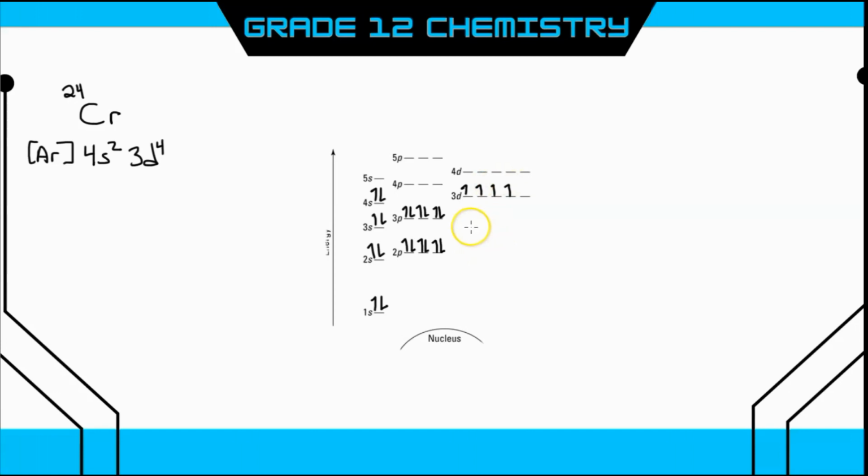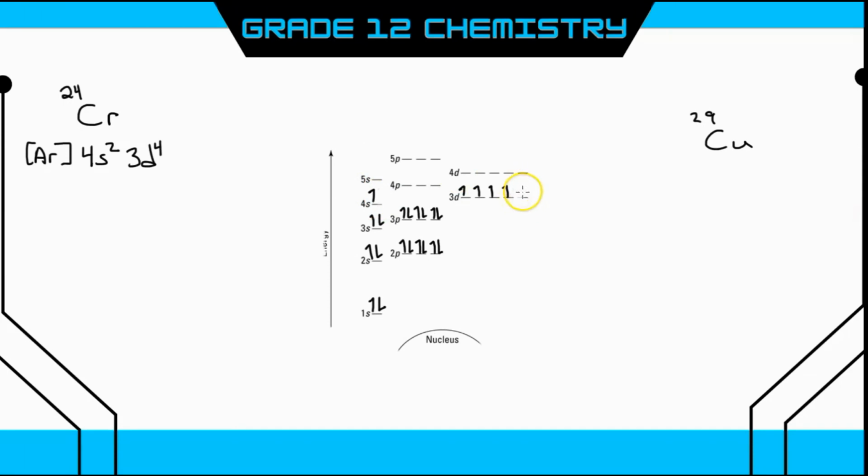Now, there are 2 exceptions to the rule here when writing our electron configurations. One is with chromium and one is with copper. So if we look at chromium, we see that the 3d shell isn't quite full. It's not even half full. It's very, very close to being half full. So what it likes to do is it likes to take away 1 from that 4s, and it would much prefer to have that electron here so that that 3d shell is half full.